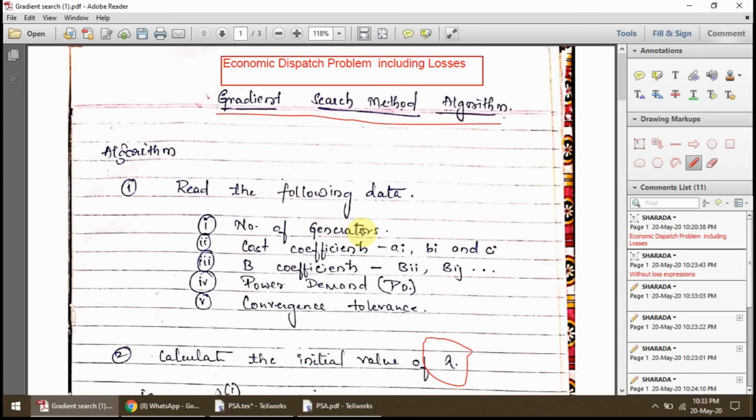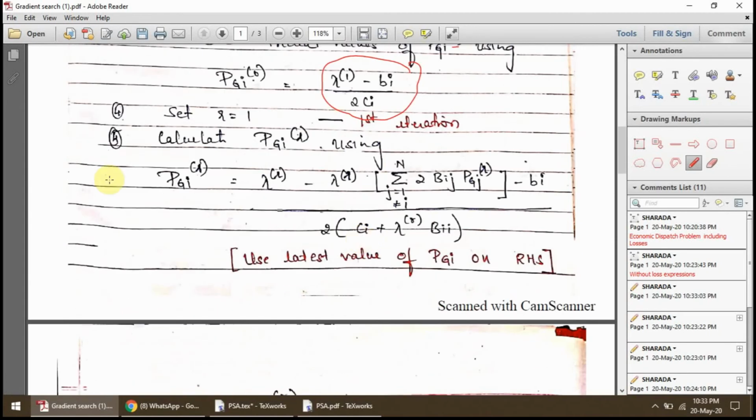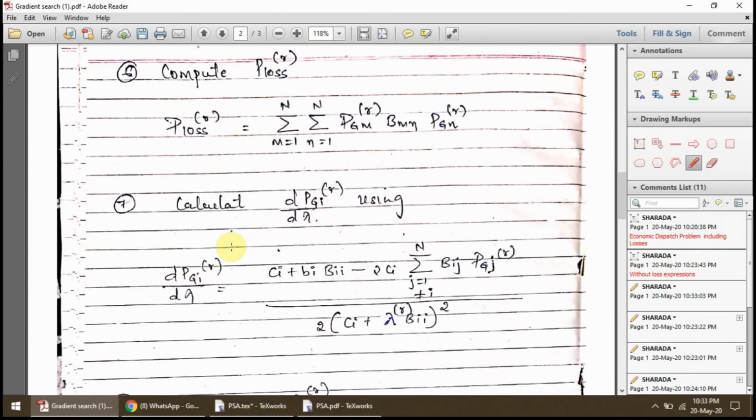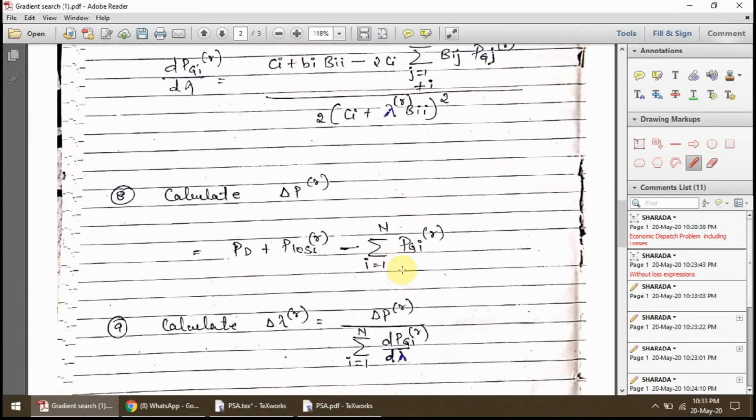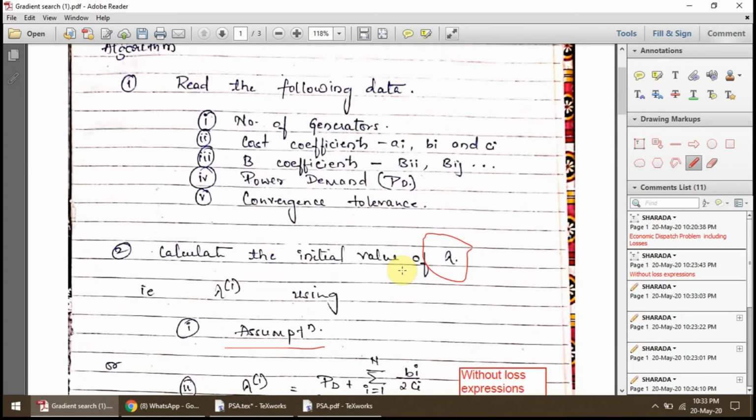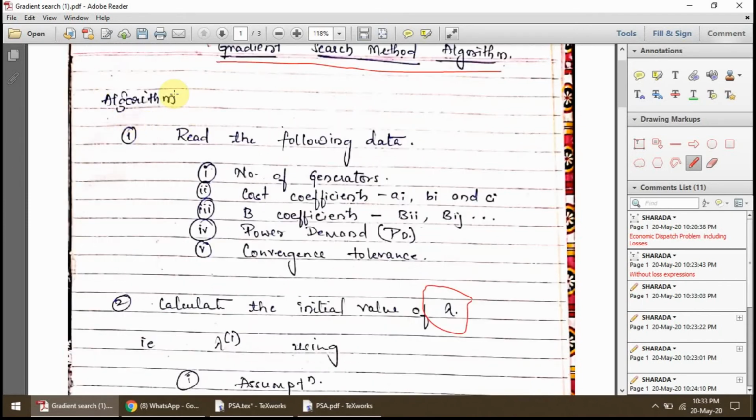While discussing this algorithm, we'll come across many equations, such as in step number 5, to calculate the power output, we are using this expression here. Similarly, in step number 7, we are using this expression. Now the derivation of this expression is out of syllabus, so I will not be dealing with the derivation part. Only the algorithm is needed, and the problems on this algorithm. So you need to focus only on these two parts.